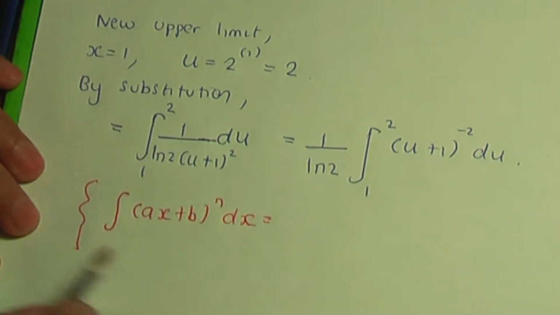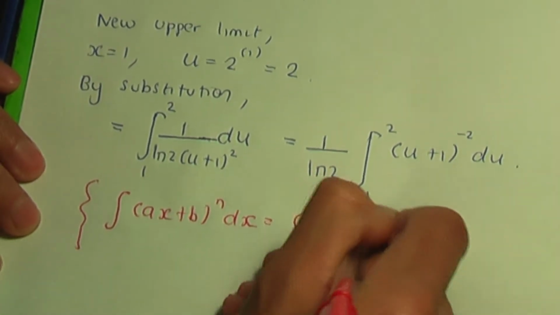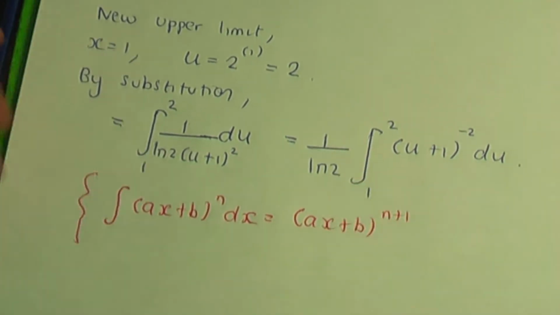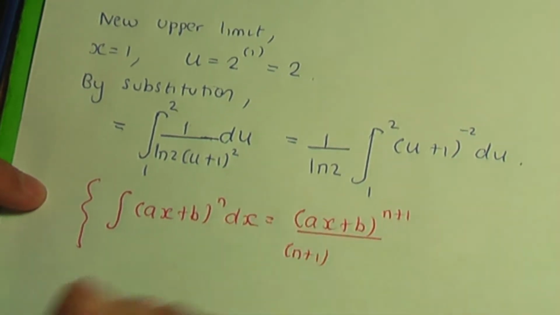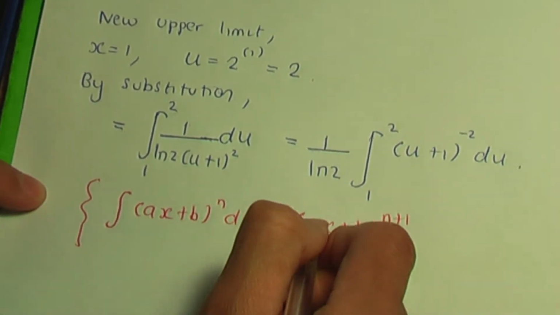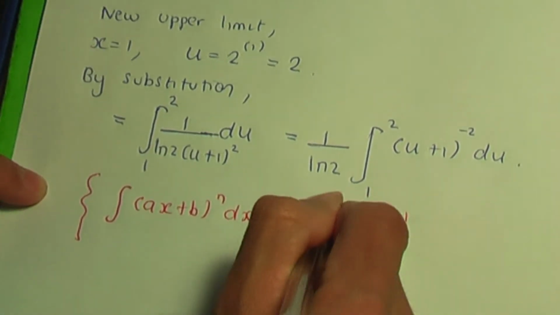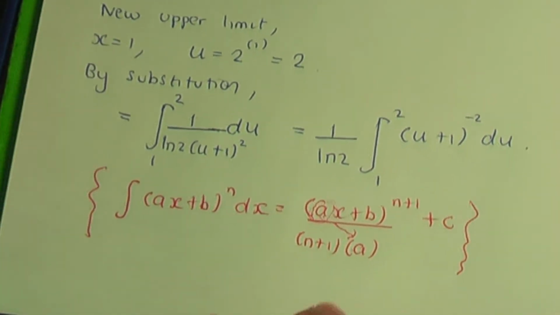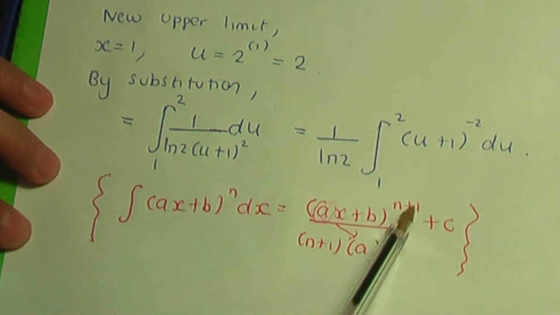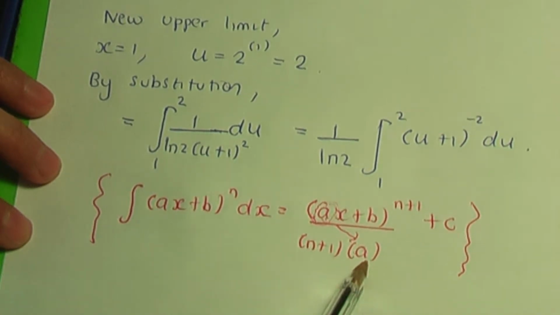But let me talk to you about this formula. Now, the formula says we add 1 to the power. So when I add 1 to the power, I'm going to have n plus 1. We divide by that resulting power. Resulting power is n plus 1. We also divide by the coefficient of x. Coefficient of x is a. So a is the coefficient of x. And let's just add c for completeness. So remember the result. Add 1 to the power, divide by the resulting power, divide by the coefficient of x.